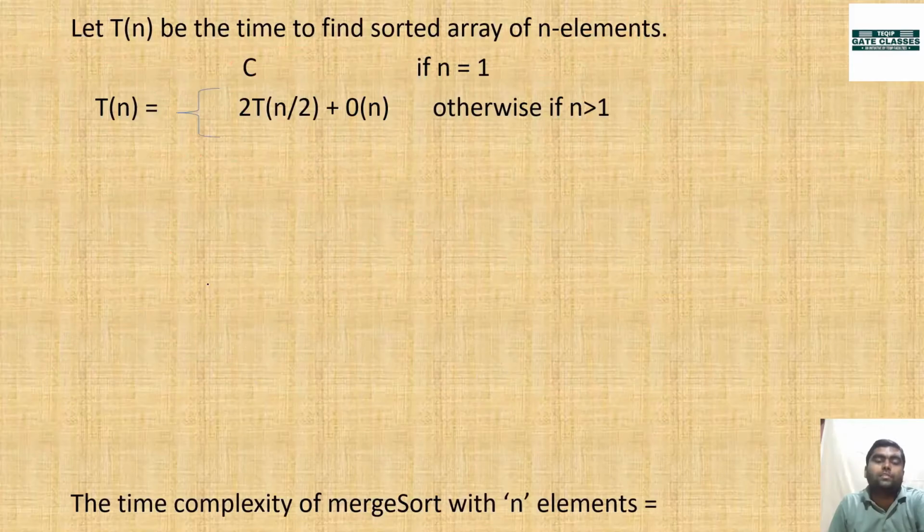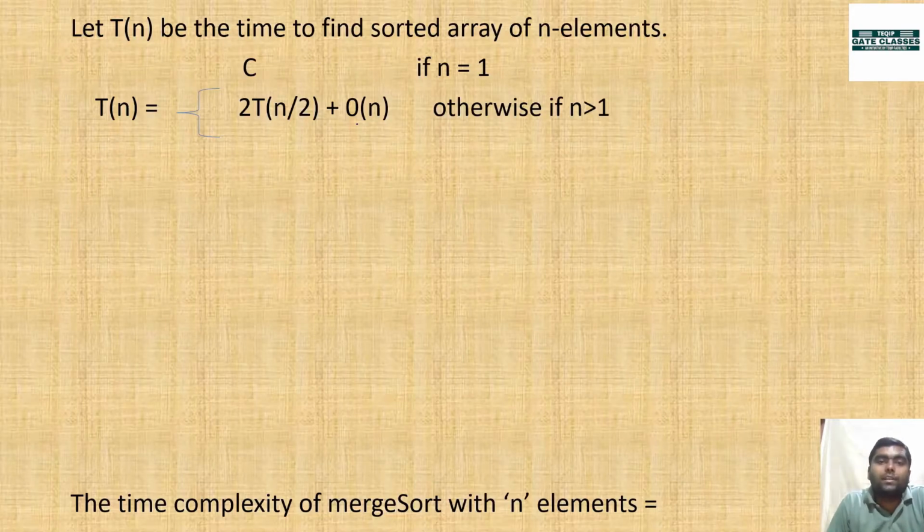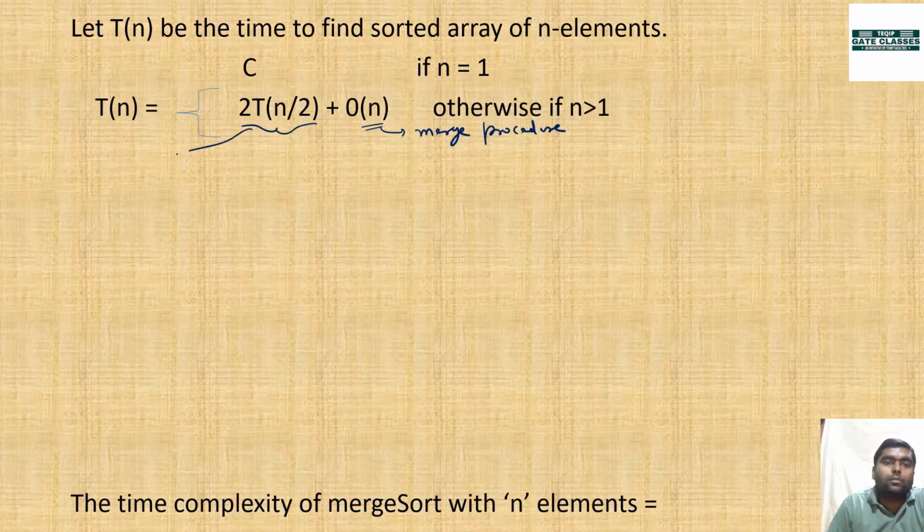And the original merge sort has n elements, so the time taken is T of n. So that is written over here: let T(n) be the time to find the sorted array of n elements. If n equals 1, only a single element is there, so simply we return that element, so that's why it is C. Otherwise, n greater than 1, it is 2 times T of n by 2. This 2 is the number of subproblems we are having, meaning we call merge sort two times for half and half, and this is for the merge procedure.